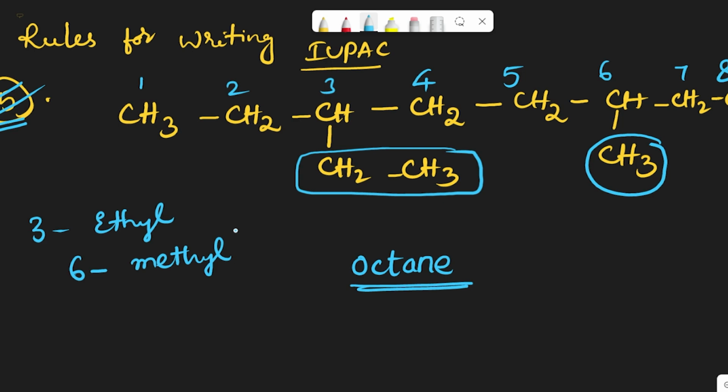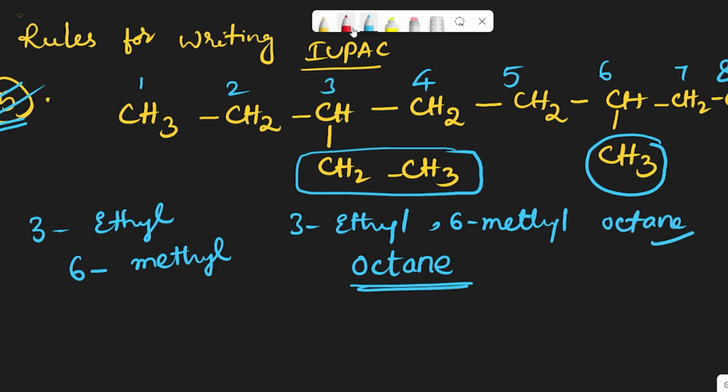So what is its name? Obviously 3-ethyl, 6-methyl octane. Is it okay? Why? Because when 2 substituents are given like this, then we have to follow the alphabetical order. So by following the rule, the compound name is 3-ethyl-6-methyloctane. But here there is a rule that if the 2 substituents are found in equivalent positions, the lower number is given to the one coming first in the alphabetical listing.